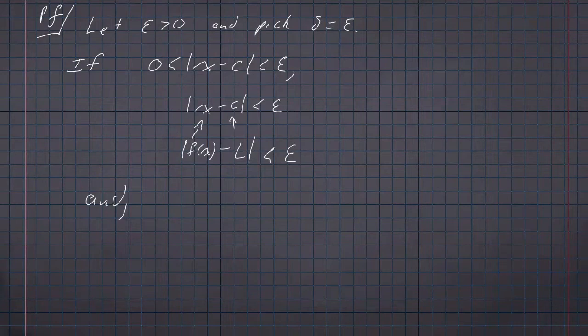For the second statement, we're again going to let epsilon be greater than 0. We're going to pick delta equal to epsilon, and we're going to assume that 0 is less than the absolute value of x minus c is less than epsilon. Then if we take the absolute value of f of x minus L for the second one, a minus a, you get 0, which is clearly less than epsilon because we defined epsilon to be greater than 0. And so once again, we have the definition of the limit without doing any work whatsoever. That's one of the easiest theorems to prove that I've ever come across.